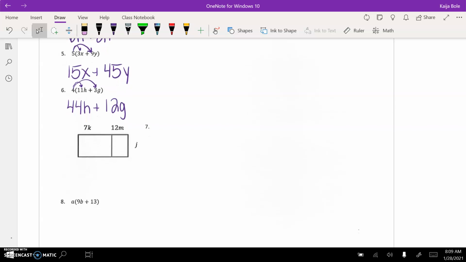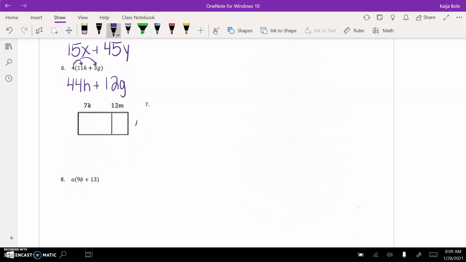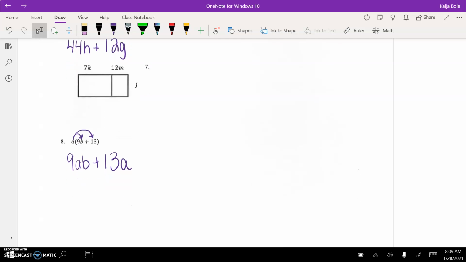And then I want to jump down to number 8 here. So 8, I'm asked to distribute an A. So it's the same thing as what we've been doing. It's just a letter now. So A times 9B would be 9AB plus A times 13 would be 13A. You remember we have talked about how the letters should go after the numbers. So for the first portion, you wouldn't want to write 9AB or 9A, 9B. It's not good math grammar. Okay, so we wouldn't want to do that.